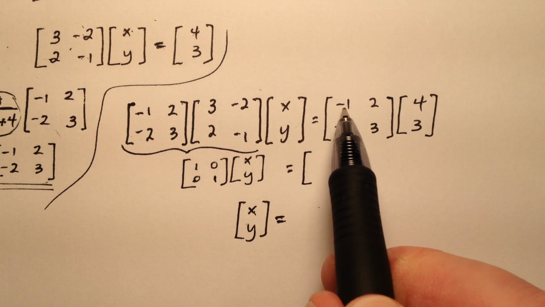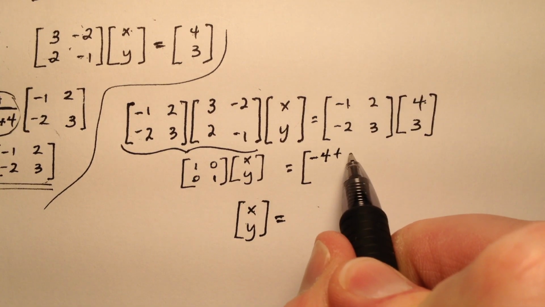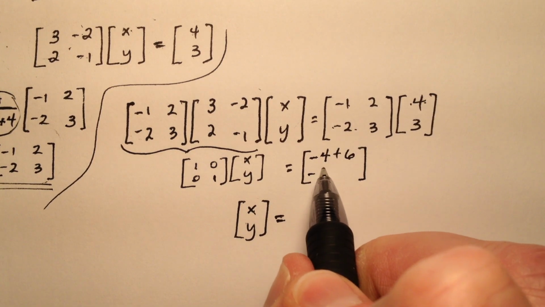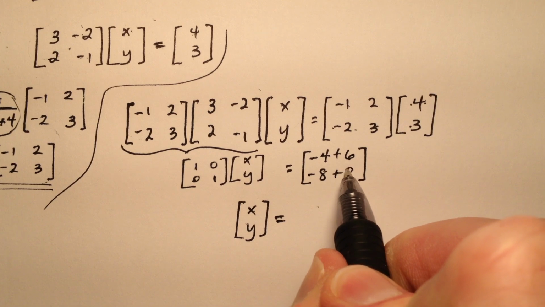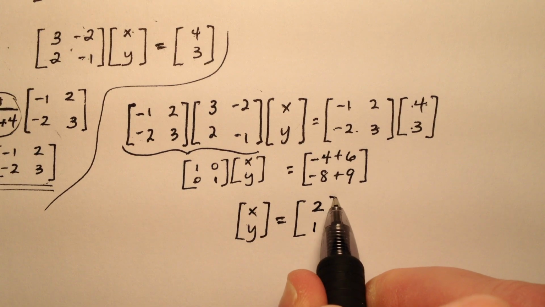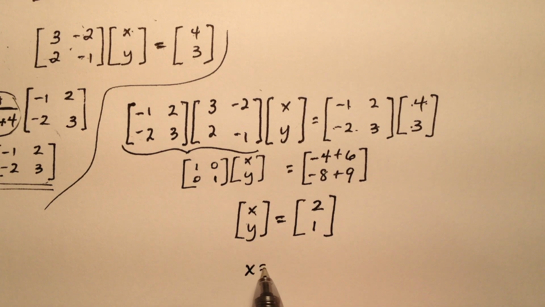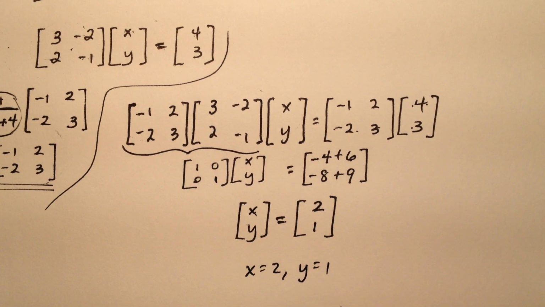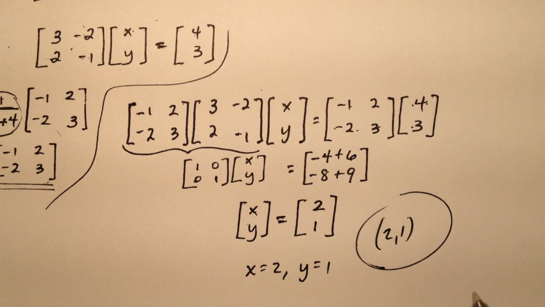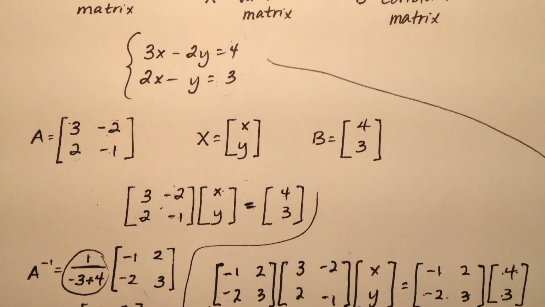When I do this multiplication, negative 1 times 4 is negative 4, plus 2 times 3 is 6. And on the bottom, negative 2 times 4 is negative 8, and 3 times 3 is 9. So that ends up being 2 for the top and 1 for the bottom, which means the solution to this system of equations is x equals 2 and y equals 1. So it's the ordered pair 2, 1, and 2, 1 then will be the solution to this original system of equations.